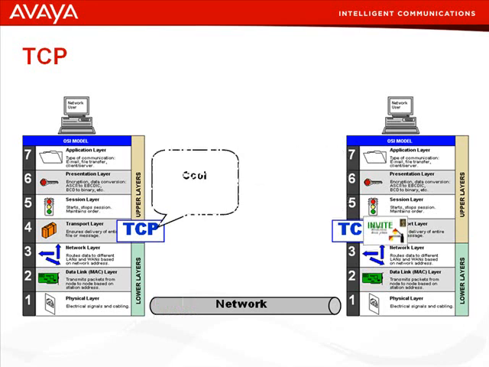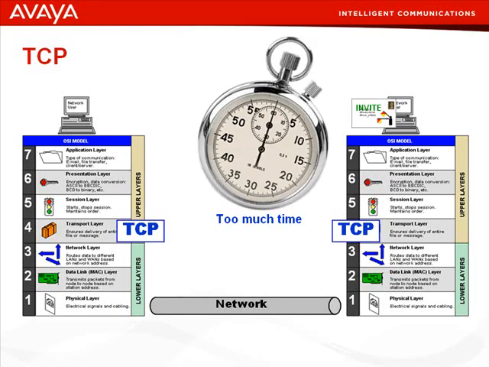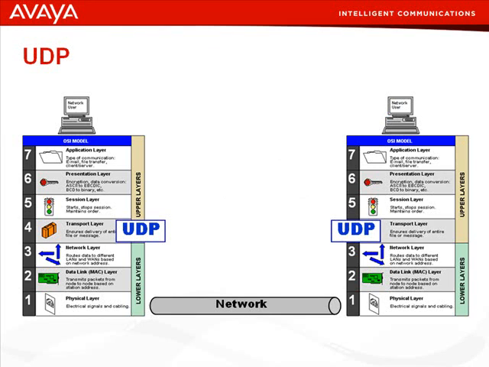Funnily enough, TCP is not SIP's standard transport protocol. Whilst it's fantastic at taking care of reliable delivery, it just takes too long to set up the connection and to check that all is well with every transfer. SIP prefers instead to use a transport protocol that has much less overhead, one that is much quicker. The default transport for SIP is UDP.